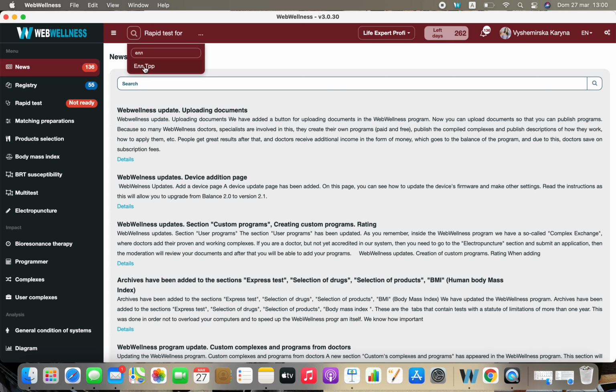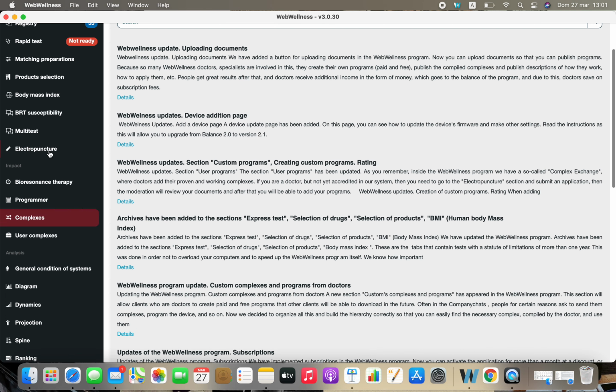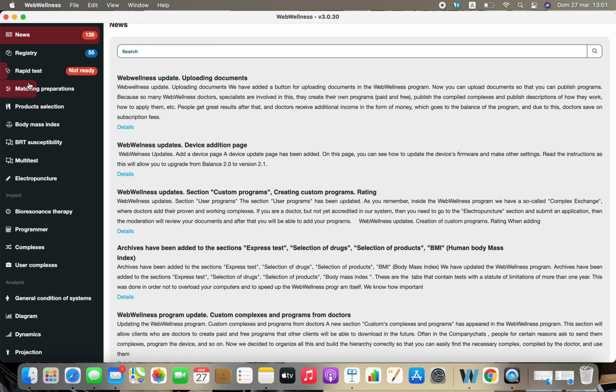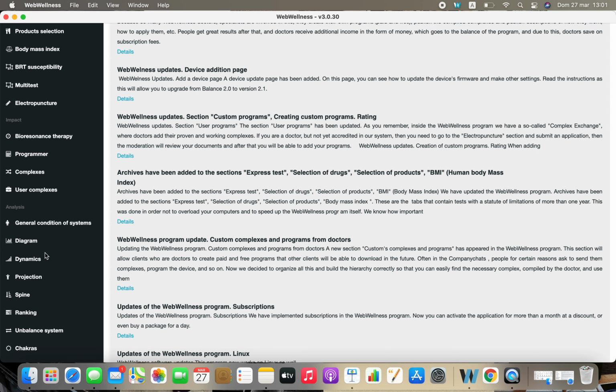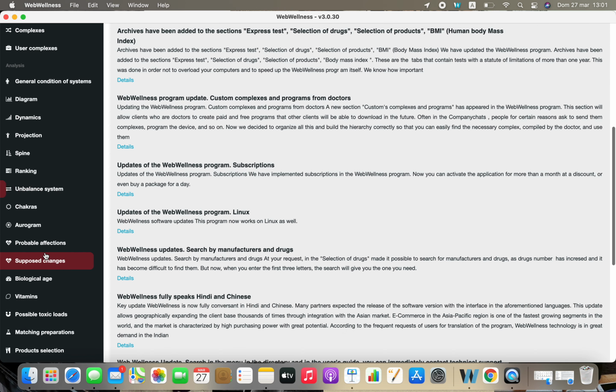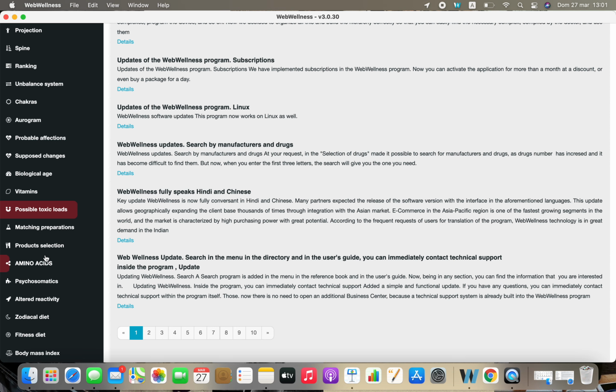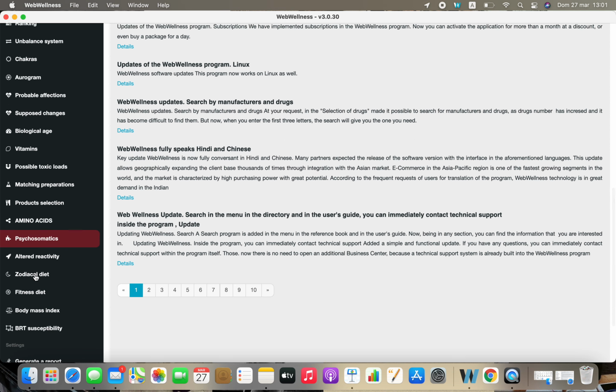in the search line, type a tested person's name and choose the person. It has to appear: rapid test for and the name. This section is for the testing. The impact section is for the therapy complexes that we have. And the analysis section is everything that we can analyze due to the results of express testing.